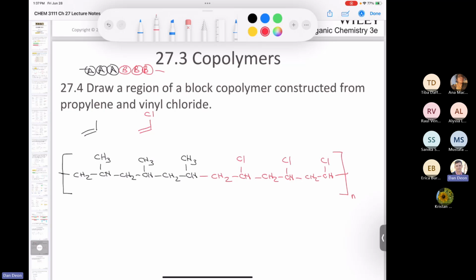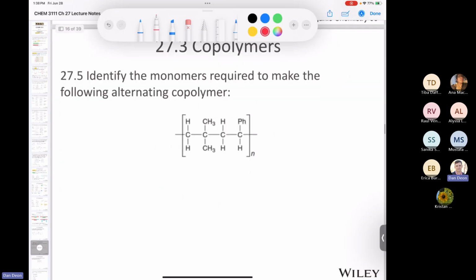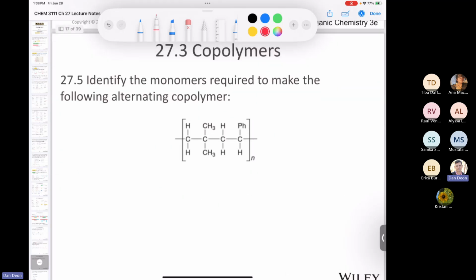Let's try another one. It says here, identify the monomers that would be used to make this copolymer. You can see there's two monomers here. There's this first one, and then there's a second one right next to it. The first one is going to come from this compound, and the second one is going to come from this compound. I'm sure you all recognize these two compounds. The one on the left is isobutylene, and the one on the right is styrene.